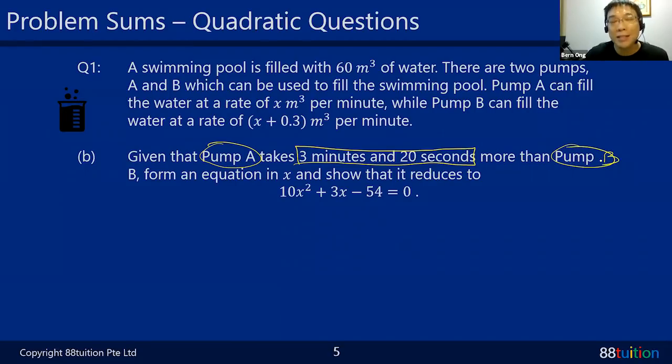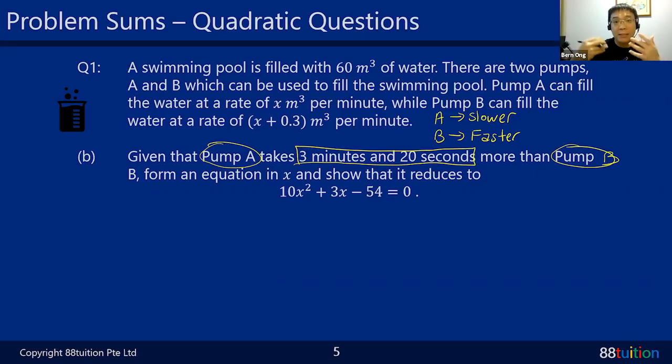So who is the slow one? A takes a longer time than B. So A is the slow one, and B is the faster one. Is that true? Pump A takes 3 minutes 20 seconds more than pump B. If you take more time, that means you're slower.